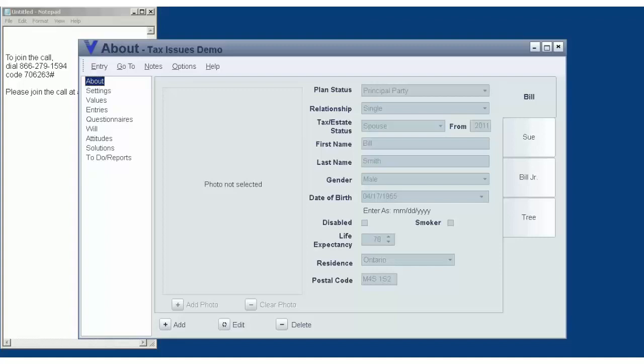So we're not going to cover all the possibilities today. We're going to focus on just the conversion of residences or rentals to residences and the tax issues that are involved. So I'm going to show you today how you can provide accurate advice to clients.